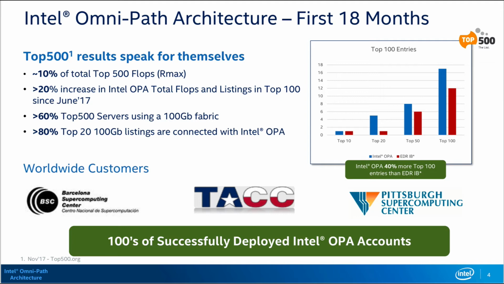Since just the last listing, which was done in June, to the current one, which was in November at Supercomputing, we've increased our total flops by 20%, as well as our listings in the top 100. So we are getting excellent acceptance of the OmniPath fabric in the top 500, especially at the top, where performance, scalability, stability are all important.